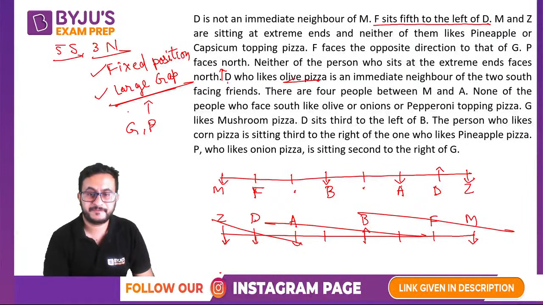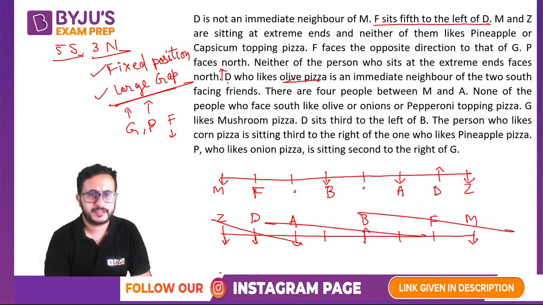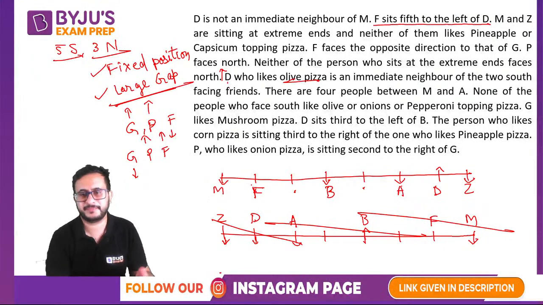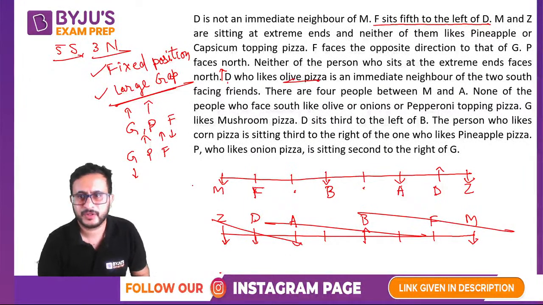Okay, what if we take G as north? If we take G as north, then F will be south in that case, and G, P, D will be 3 north people. If we take G south, then P is north, F will also be north. Again 3 people. So right now we cannot fill G and P concretely.